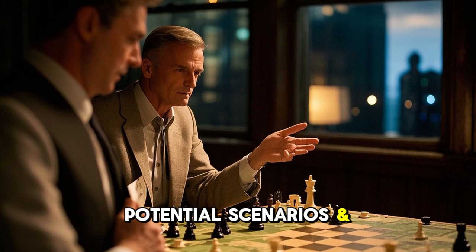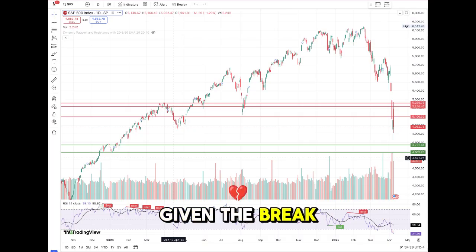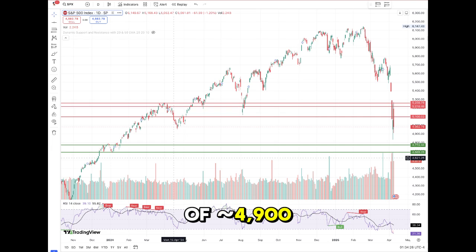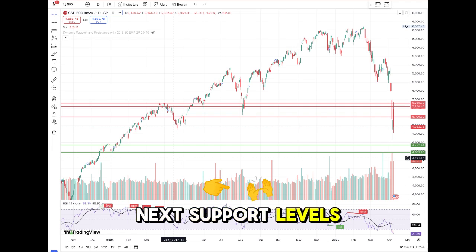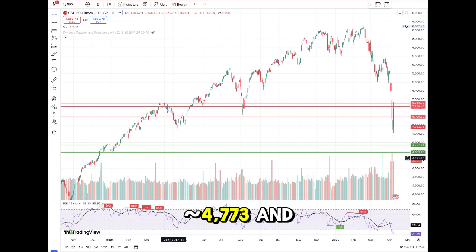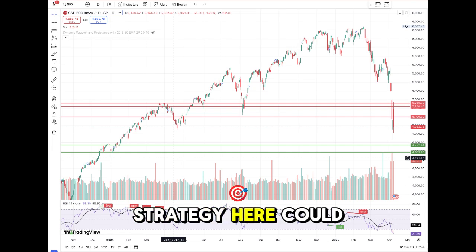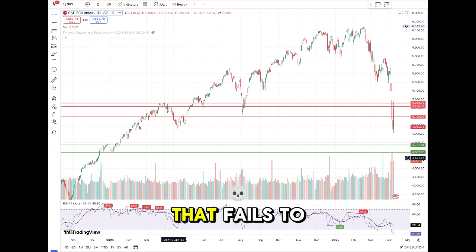Potential scenarios and strategy. Bearish case. Given the break of approximately 4,900 support with strong volume, the path of least resistance remains downwards. Targets are the next support levels, approximately 4,773 and potentially 4,677. A strategy here could be selling into any weak bounce that fails to reclaim 4,900.